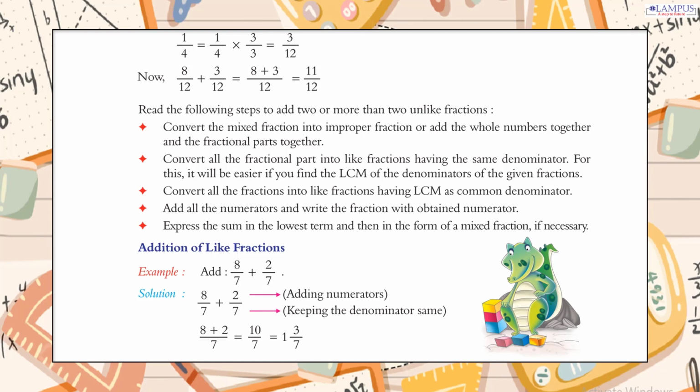Addition of like fractions. Example. Add 8 by 7 plus 2 by 7. Solution. 8 by 7 plus 2 by 7. Adding numerators. Keeping the denominator same. 8 plus 2 whole divided by 7 equals 10 by 7 equals 1 and 3 by 7.